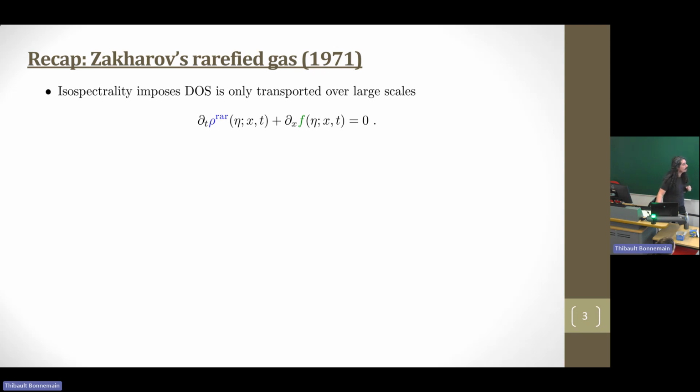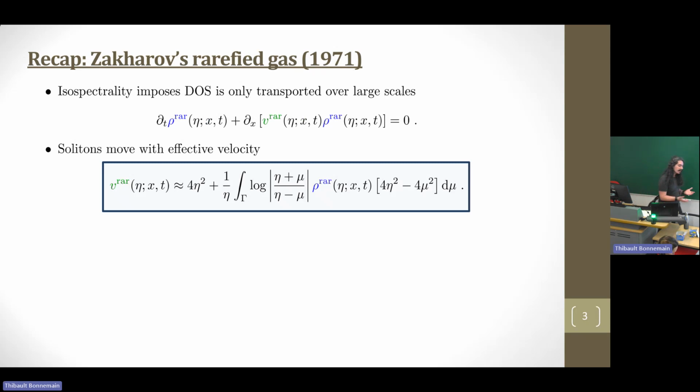And last time I told you that by definition, the flux F should just be rho times the velocity of the soliton with spectral parameter eta. But in fact, this is not quite the bare velocity of the soliton, because in the rarefied gas, the soliton will only move with its bare velocity until it collides with another one, in which case it will incur some scattering shift, some position shift.